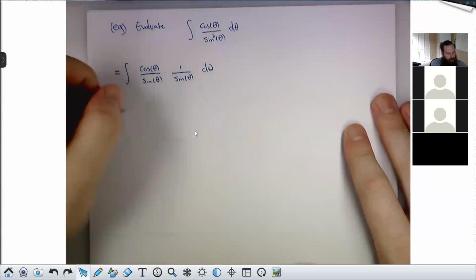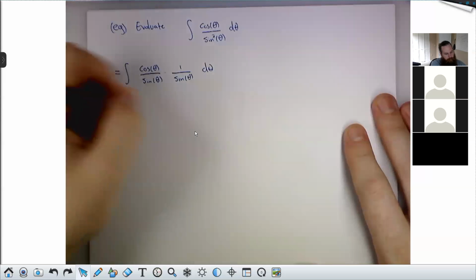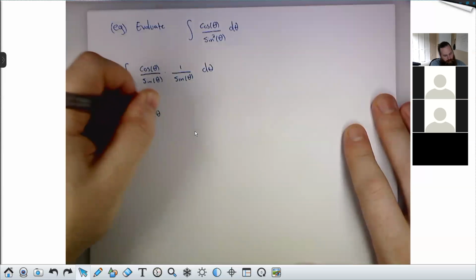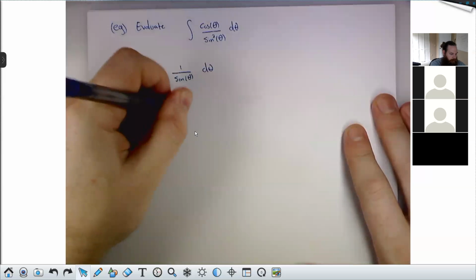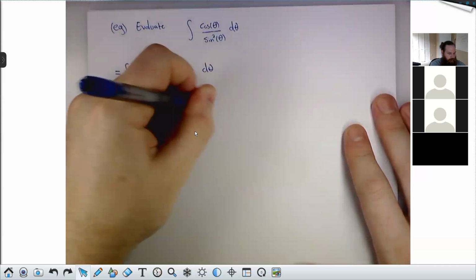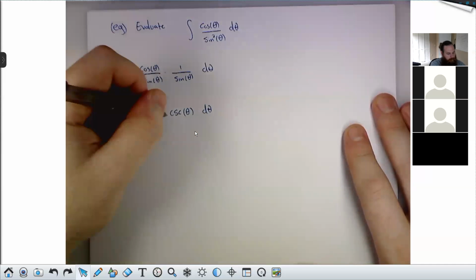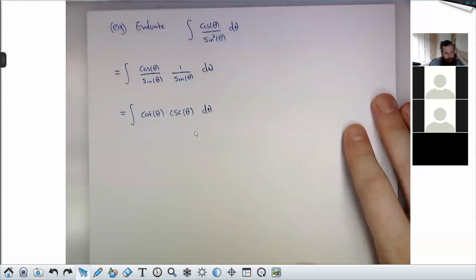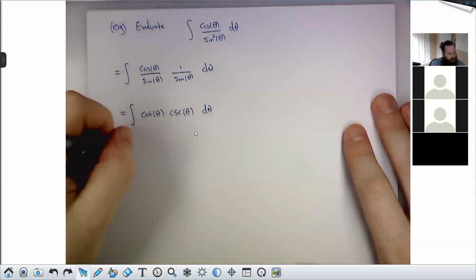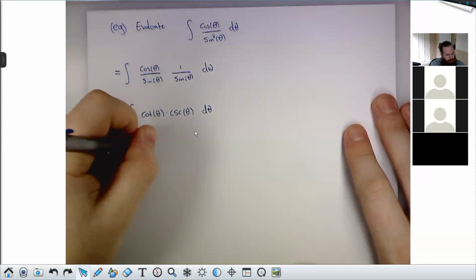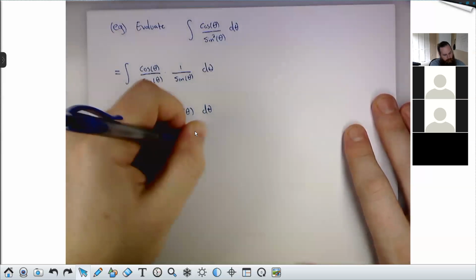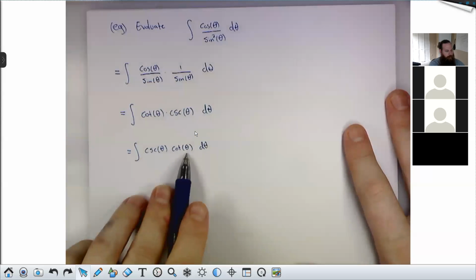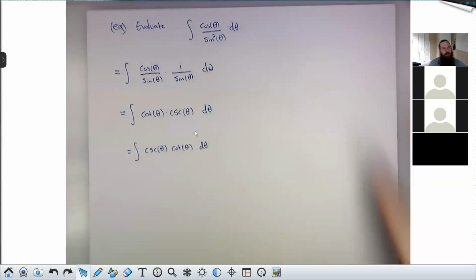But cos theta over sine theta has another name. That's cotangent theta. And 1 over sine theta has another name. That's cosecant theta. And these fellows are being multiplied. And of course, you can multiply in whatever order you want. So this is the same as cosecant theta times cotangent theta d theta. Does anybody remember who has derivative looking like that? Looking like cosecant theta, cotangent theta?